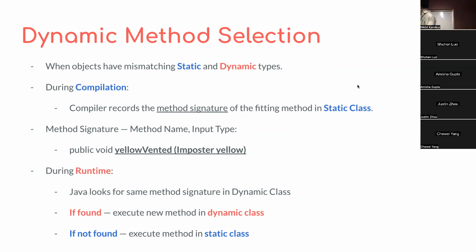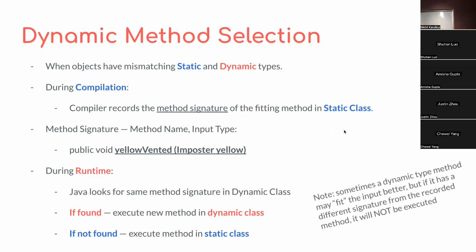So just a note, sometimes a dynamic method may seem like it fits the input better, but as long as the method signature is different, it will not be executed.